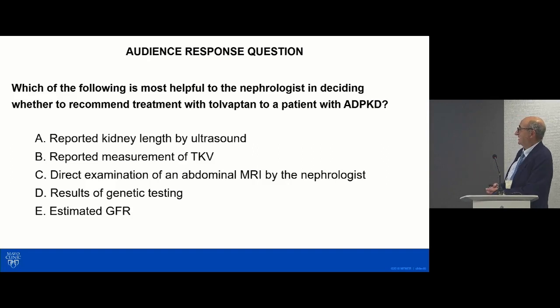Well, the answer here is direct examination of the abdominal MRI by the nephrologist, because the length by ultrasound is not reliable enough. Reported measurement of total kidney volume does not exclude any atypical disease. Results of genetic testing, again, are good for populations, but not good for individuals. And estimated GFR by itself is not good enough. So that would be the answer.